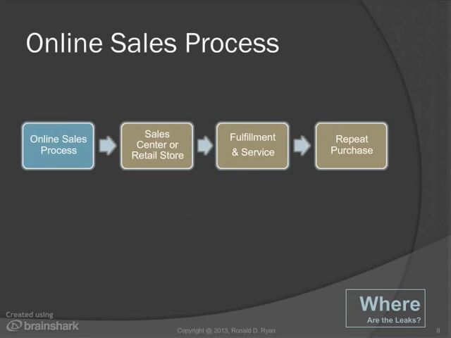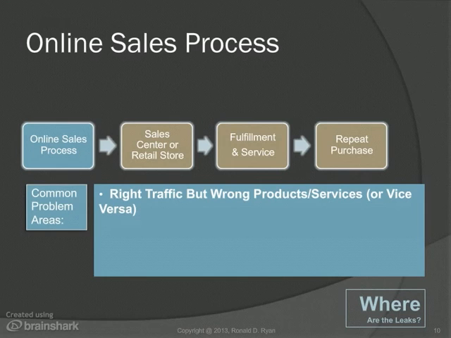We'll start our overview of the sources of customer attrition with the online sales process. It's important to recognize that this discussion applies even if your customers don't actually transact with you online. Your online presence is the first step of an important chain of touchpoints. So what are some common problem areas in the online sales process? They include: are you attracting the right customers to your website, but then offering them the wrong products or services? Or is it the other way around?